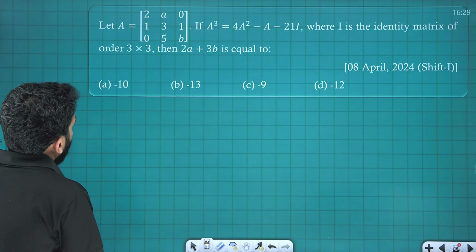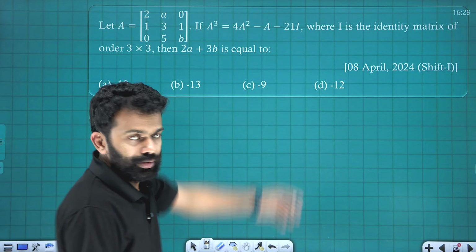It's asked in the previous year. Very short answer type. But it's massive if you don't know the Cayley-Hamilton theorem. It will be massive.